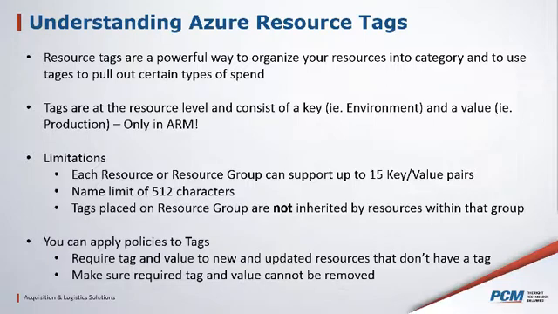Tags are at the resource level, so you can tag a resource group, you can tag a specific resource within that resource group, like the virtual machine or the storage account, and they consist of a key and a value. So the key could be environment, and then the value could be prod or non-prod. Each resource or resource group can support up to 15 key value pairs, so 15 tags that have a key and a value associated with them. There's a name limit of 512 characters on both of those.